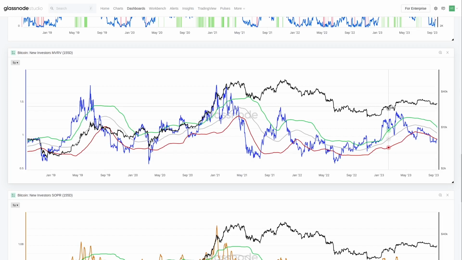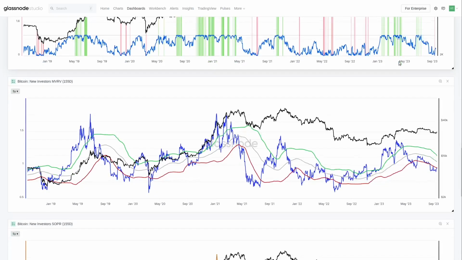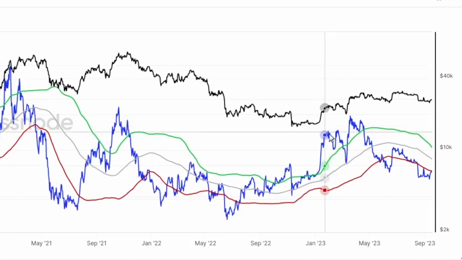Now we can see that on both of these local highs, when all of the short-term holders were in profit, their profits were actually meaningful, right? The amount of profit they were in is now statistically meaningful. And these typically occur around these market peaks.